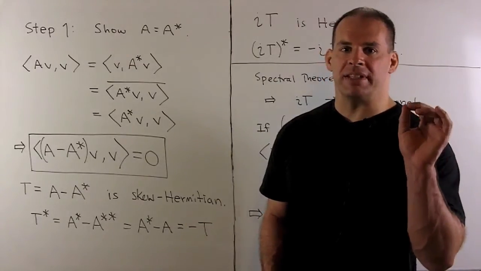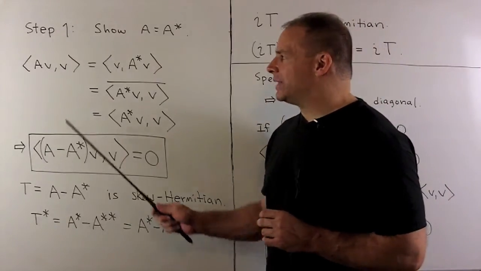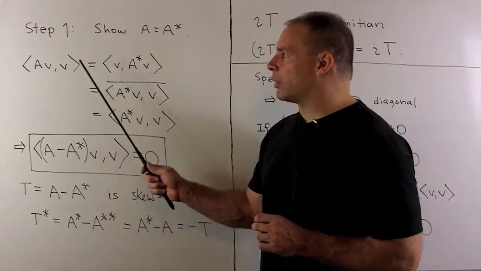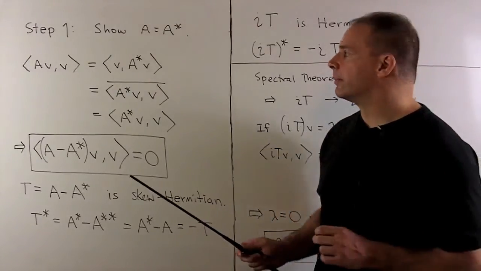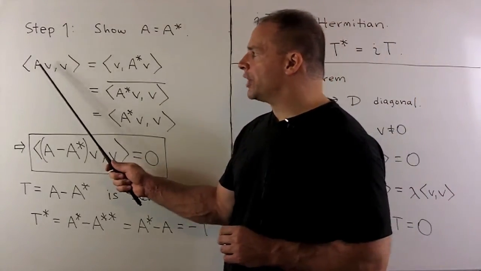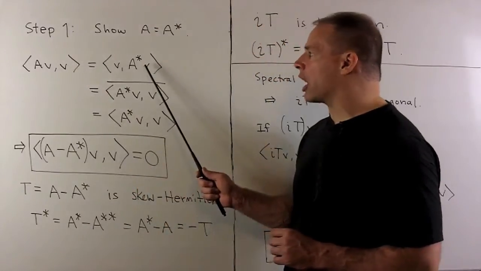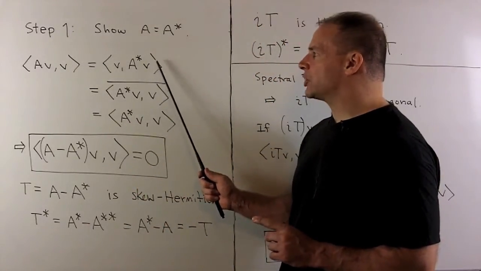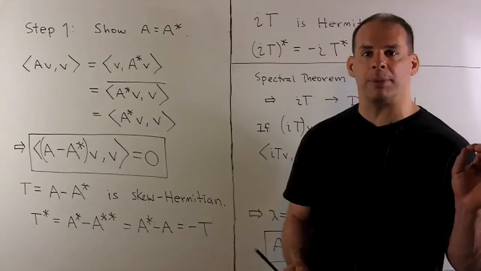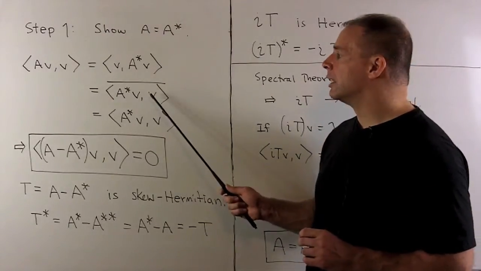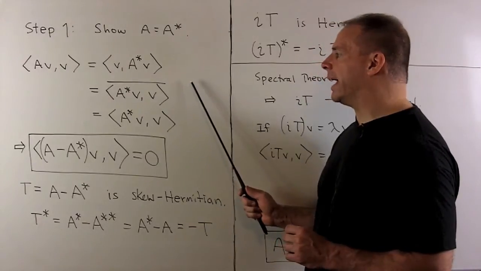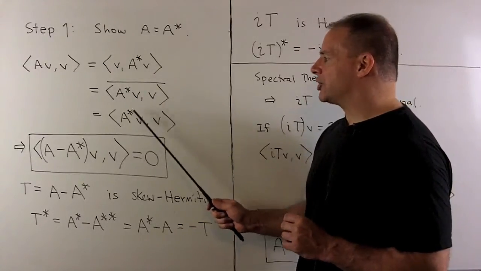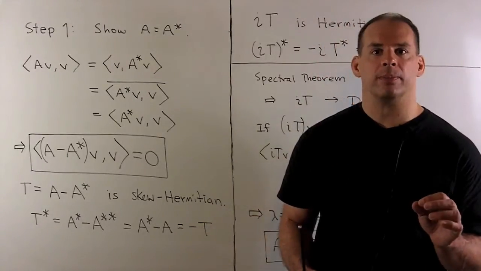Now, the only piece of data we have to go on is that if we take A times V, inner product with V, that's real. So let's do some manipulations. I could push A into the second slot as A star. Then we could switch the order by introducing a complex conjugate. Since we know that this is real, I could take the complex conjugate away, which leaves us with A star V, inner product with V.